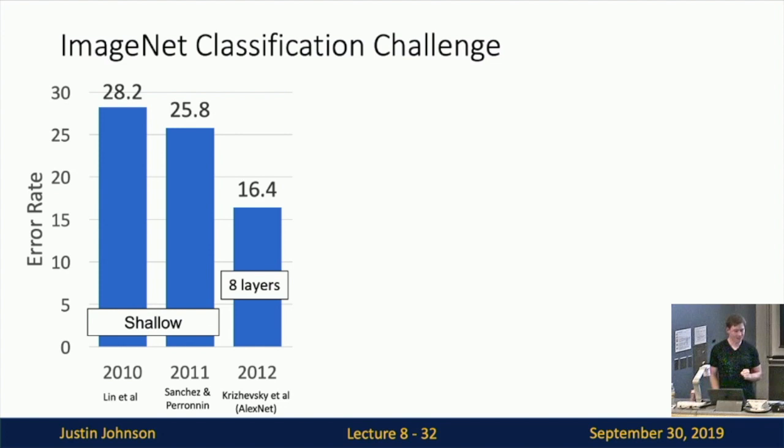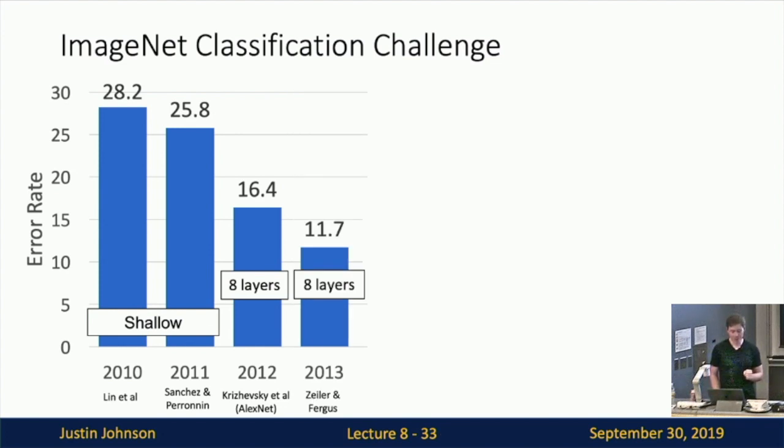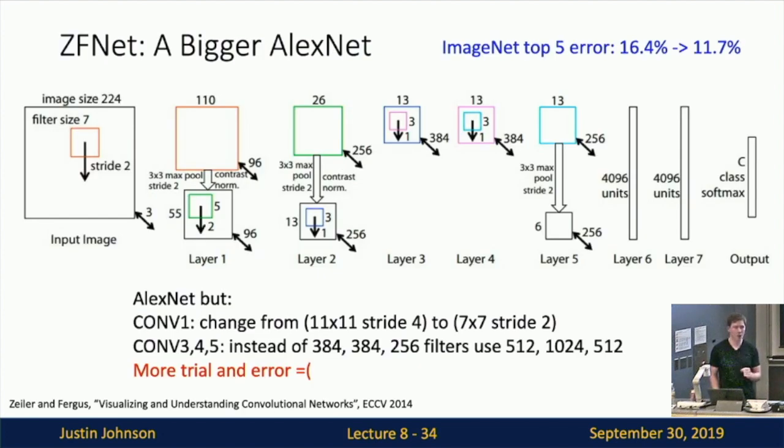What happened in 2013? Well, in 2013, pretty much all of the entrants to this competition now switched over to using neural networks. And the winner of the competition was also an 8-layer network called ZFNet, after the authors Matt Zeiler and Rob Fergus. ZFNet is basically a bigger AlexNet. I told you that AlexNet was essentially produced via trial and error. Well, ZFNet is more trial and less error.